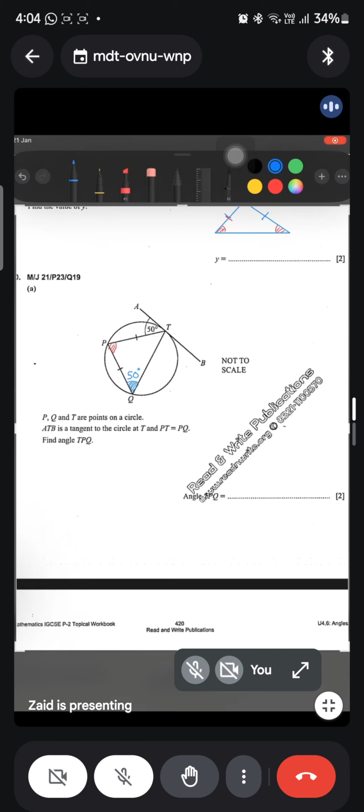It's 50 degrees. Okay? So just look at this triangle. If this is 50, the angle opposite to the other equal side should also be 50 degrees, because these two are equal sides, so the angles should be equal as well. So this is also 50.